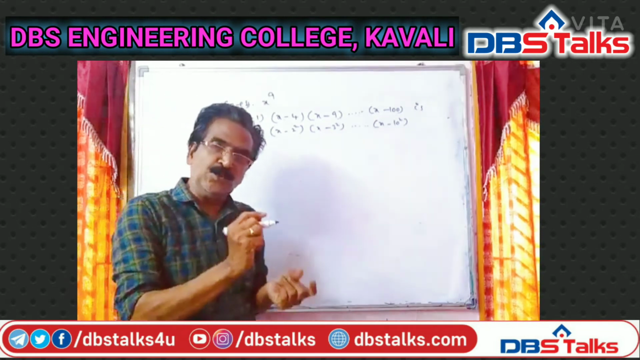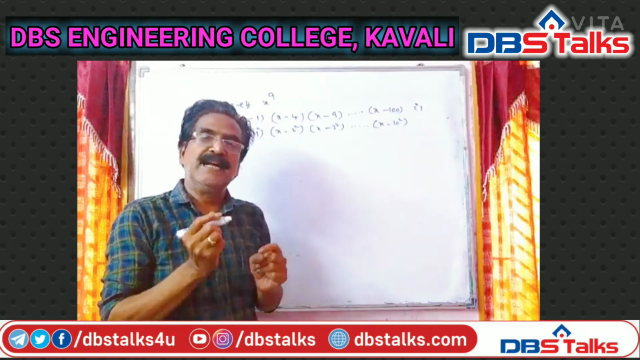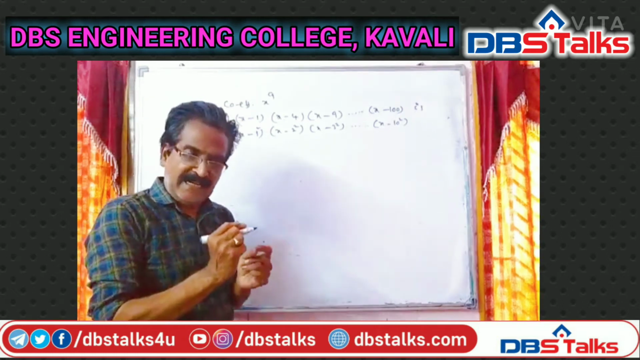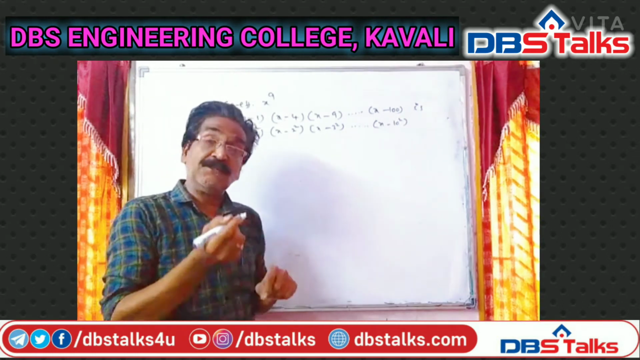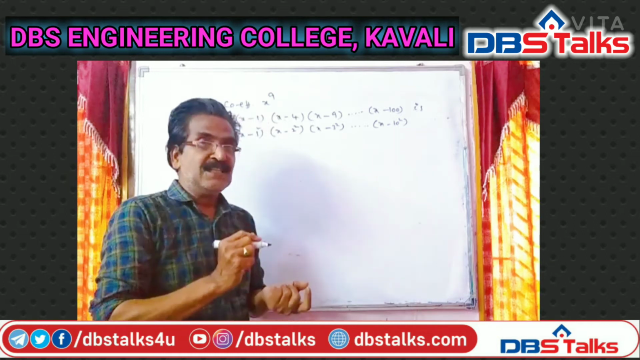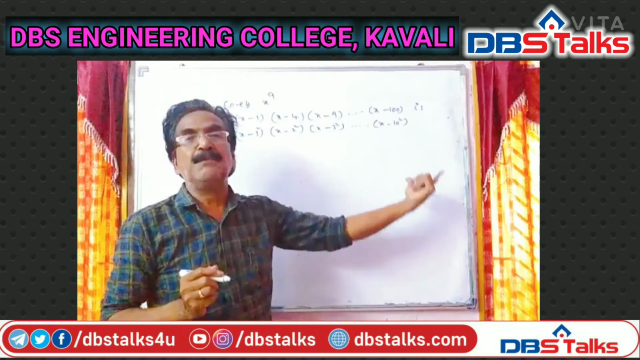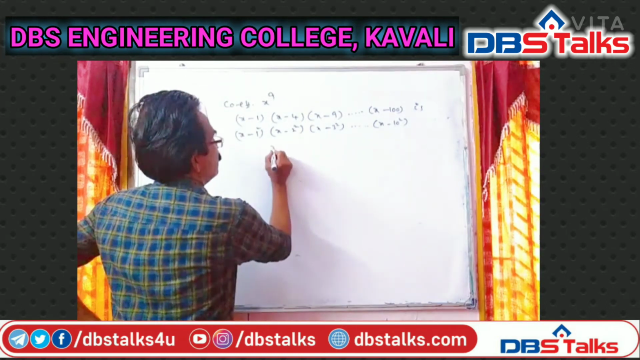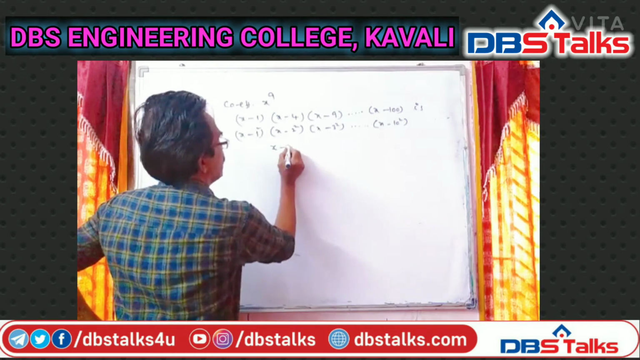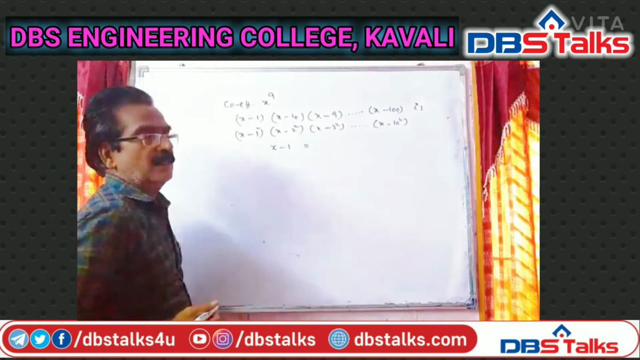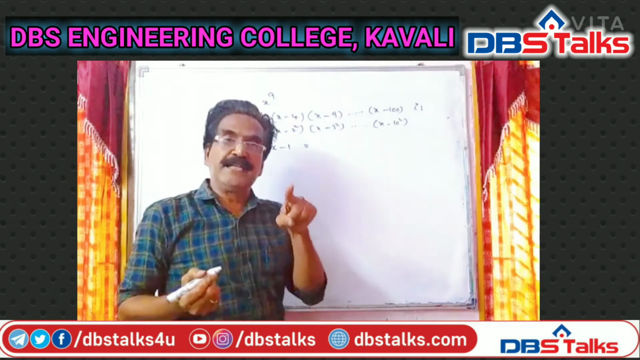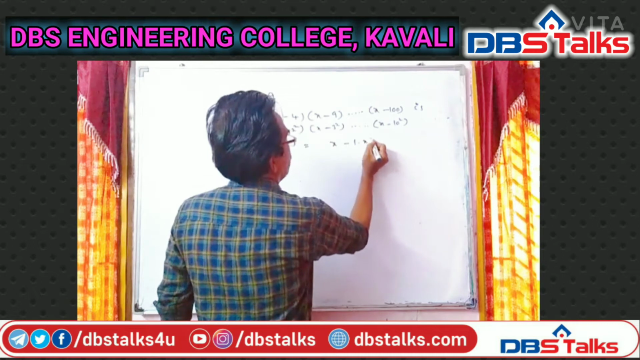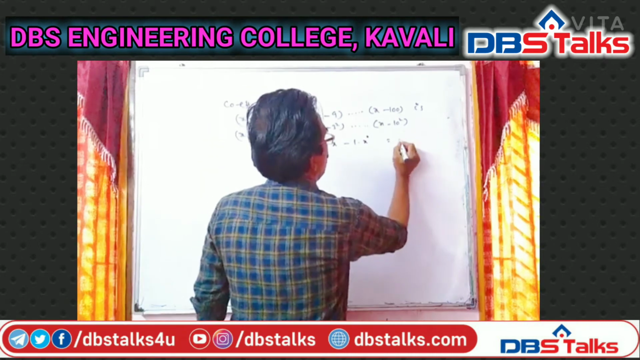Now let us take two terms and observe what the coefficient of x power 1 is, and let us take three terms and observe what the coefficient of x square is. On observation, we can come to a conclusion. Okay, friends, if you take one term, that is x minus 1, the coefficient of x power 0 is minus 1.